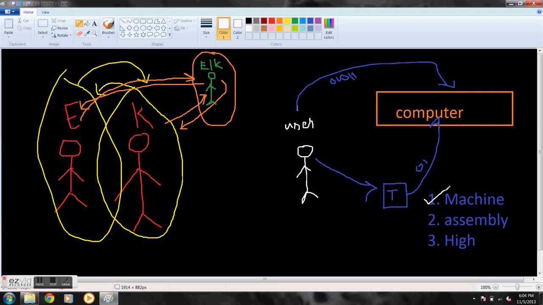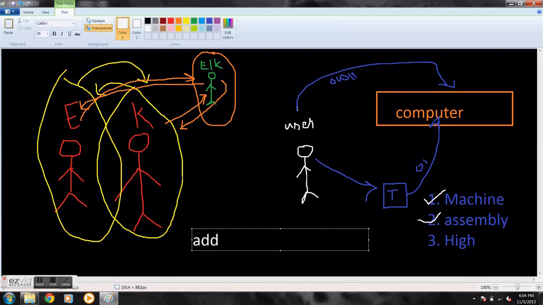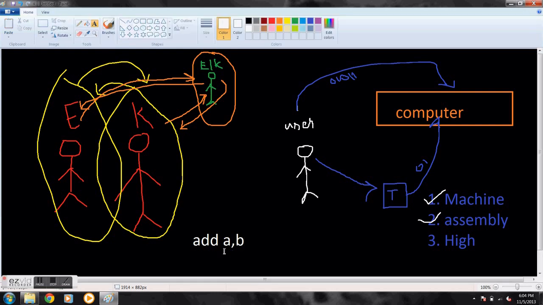So the difficulty of the machine level language led to the development of assembly level language. In assembly level languages, we write what is known as code. Let's give a simple example of code. Add a comma b. What it does is it adds the content of a and the content of b and stores the result in a itself. This is what this instruction does.